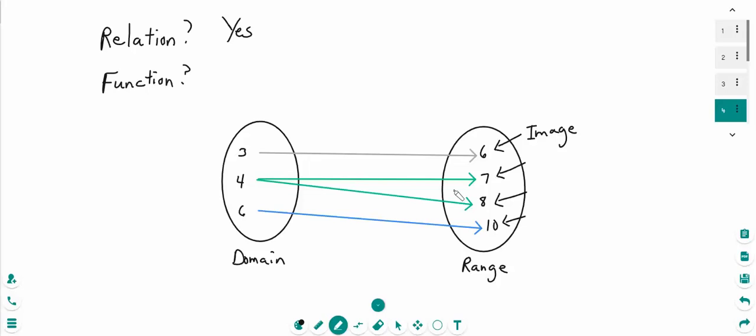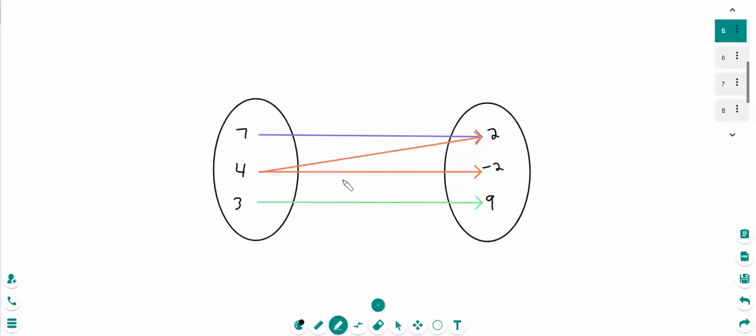So this 4 has 2 images. It has a 7 and an 8. Therefore, this is not a function. This 4 is what messes it all up. The 3 works out because it has one image for the 3. The 6 has only one image. The 4 has 2 images. Oh, bad, bad, bad. So it is a relation, but it is not a function. Okay? All right, let's try another one here.